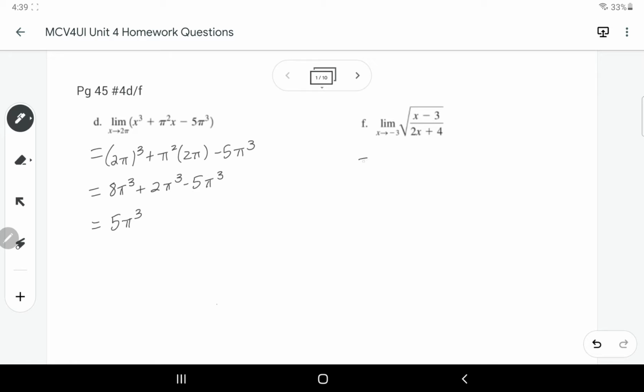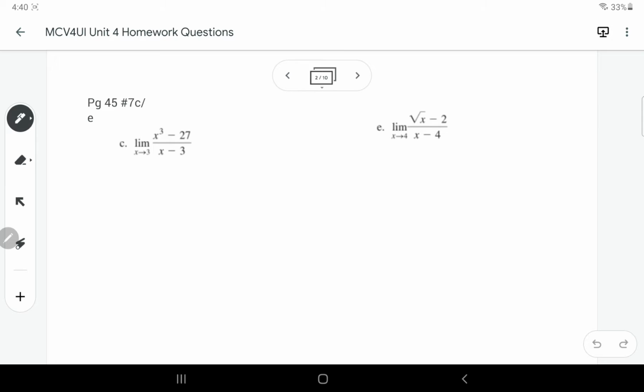Here as well, we've got the limit as x approaches -3, and it kind of feels like we're going to get a negative value in a square root, so that might be a problem. But let's just try subbing it in because I think it's actually going to work out okay. So we get -3 minus 3 over 2 times -3 plus 4. So we get the square root of -6 over -6 plus 4 is -2. So we actually just get root 3. So both of these can be solved just with direct substitution.